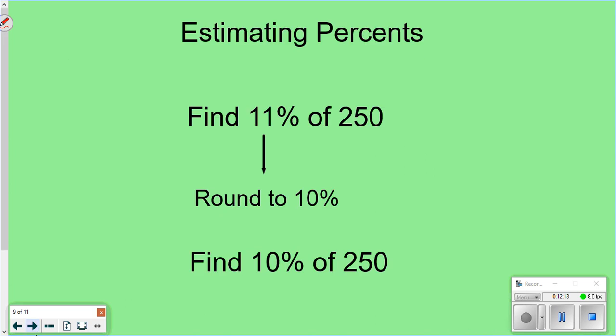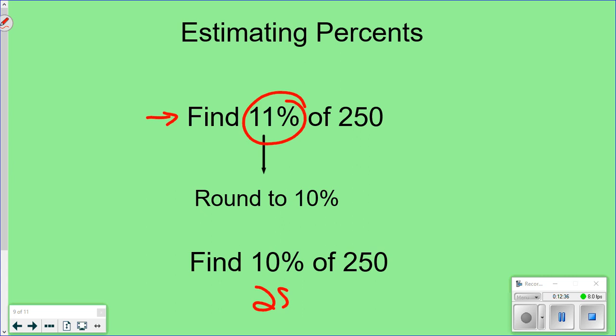The last thing I'm going to show you is estimating. When you estimate today, I just want to make sure that you estimate to something super simple. Make it as simple as possible, because the goal is to make it so you can find them doing what we did before. For example, if your question was find 11% of 250, seriously round this to 10% and find 10% of 250. Your answer would be 25.